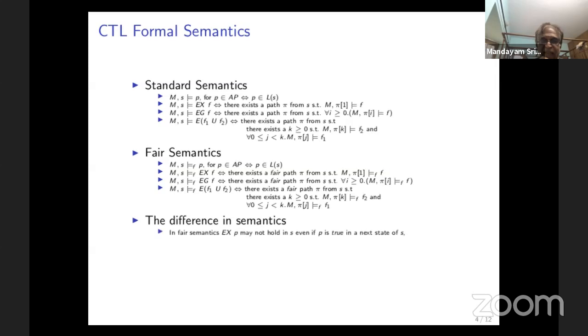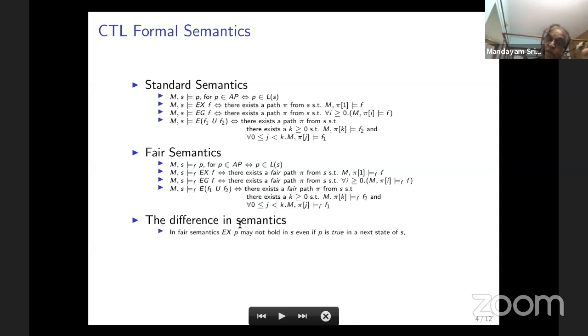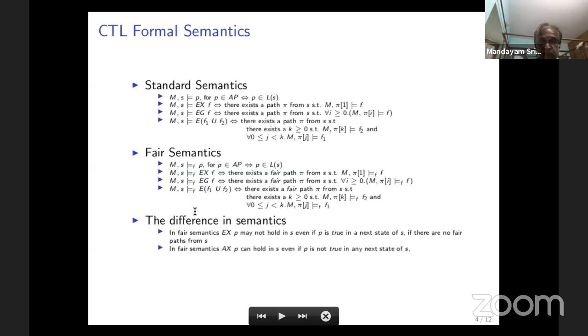So as I said, the difference in semantics really comes out of this. Fair semantics, EX of P, may not hold in a state S even if P is true in the next state. The reason is that if there exists no fair path at all from S, then it is false. There must exist a fair path, and on every fair path, P must hold in the next state. That's one of the reasons why this differs.